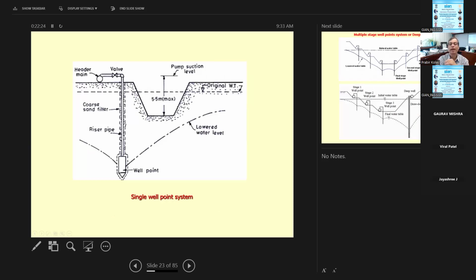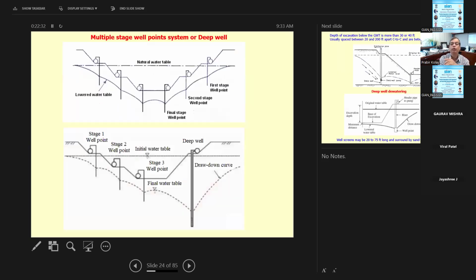Single well point system. As I mentioned, this is the maximum. It can go up to 5.5 meters. And if you do multiple stages, you can reduce the water table further. So the initial water table was here, and the final water table is here, which is quite low. So you can do the construction in dry condition.